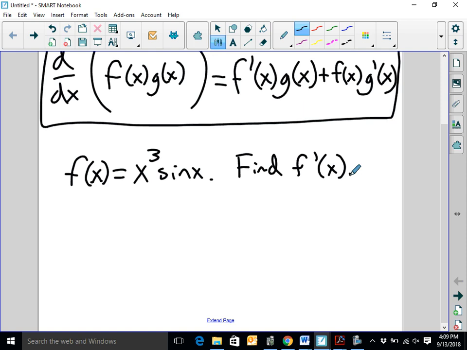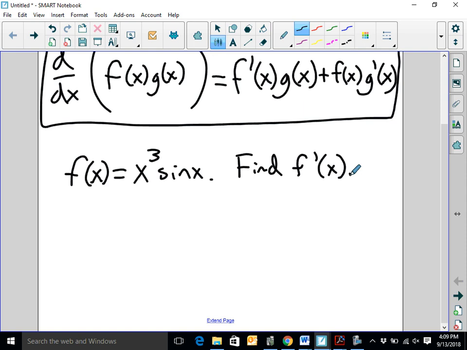So another way you can think about this is if f is like the first function, g is like the second function. It's the derivative of the first times the second plus the first times the derivative of the second. So at some point in time, I'm going to need to do a derivative of x cubed, and I'm going to need to do a derivative of sine of x.